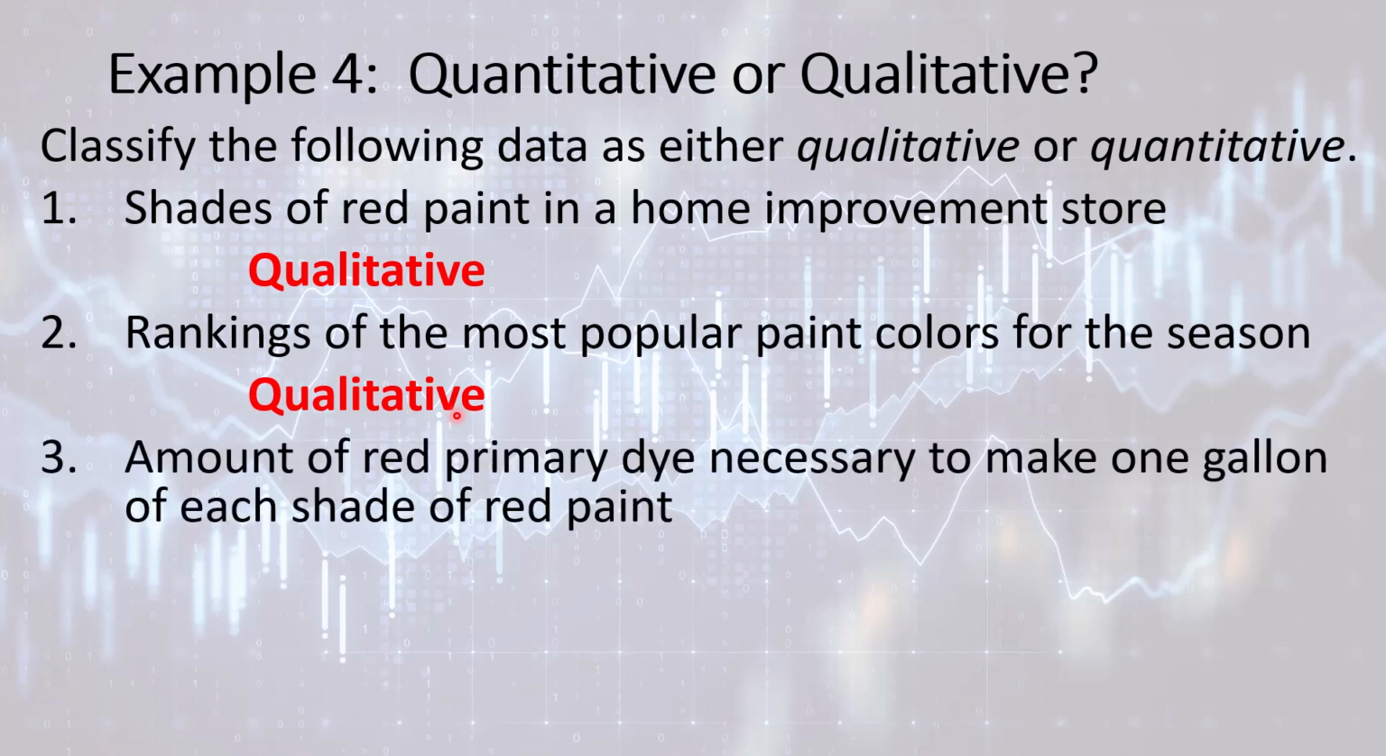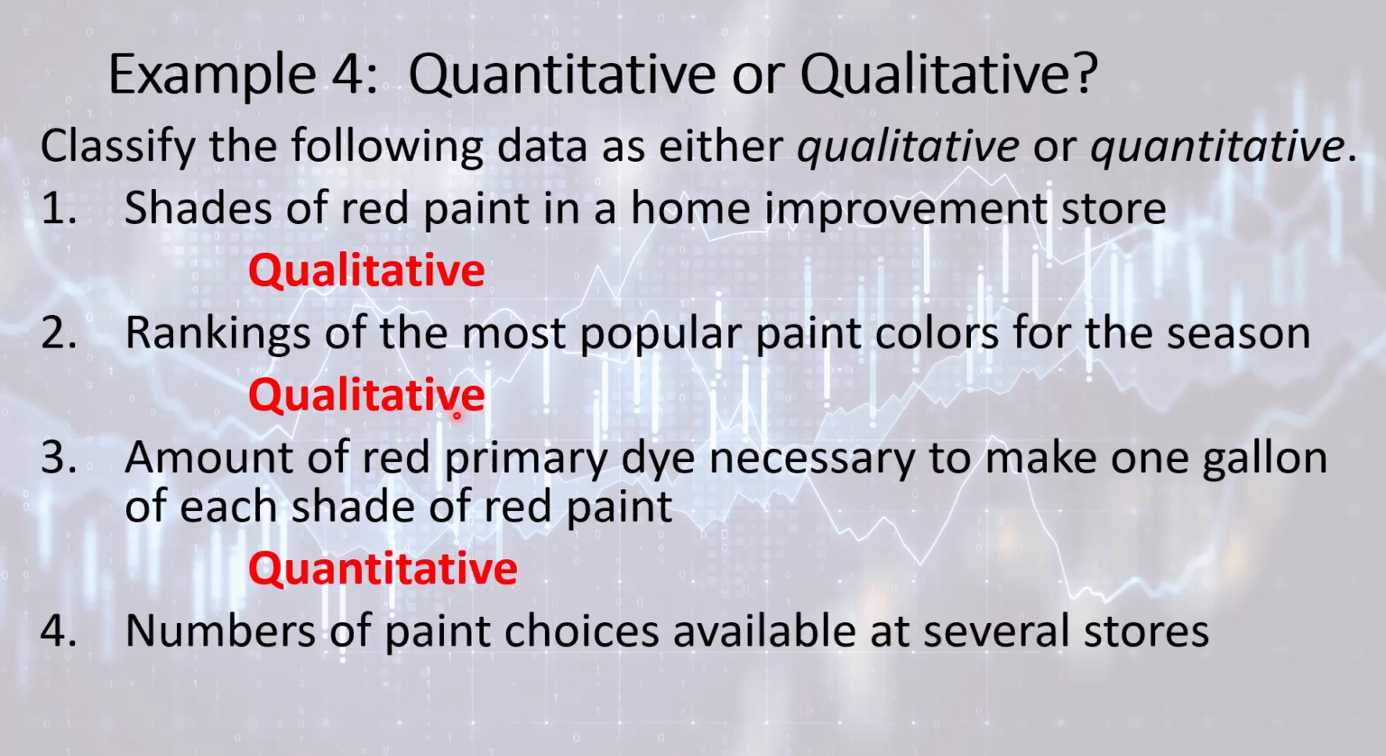Okay, the amount of red dye necessary to make 1 gallon of each shade of paint. So that actually is going to be a measurement. That is going to be 1, 2, 3, 4, whatever milliliters of dye you need to get the appropriate shade. So that is quantitative. And then finally, the number of paint choices available at several stores.